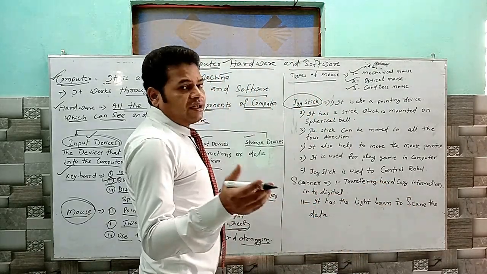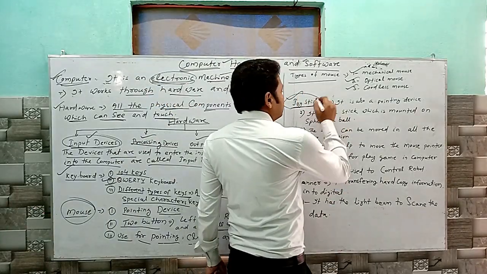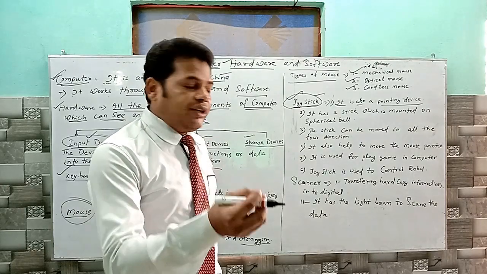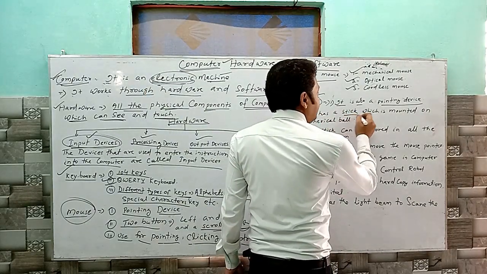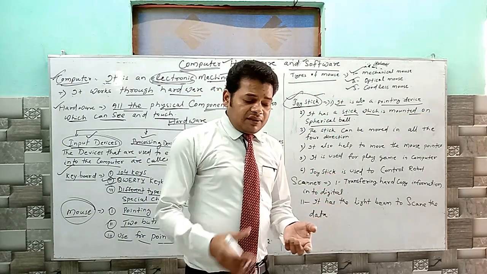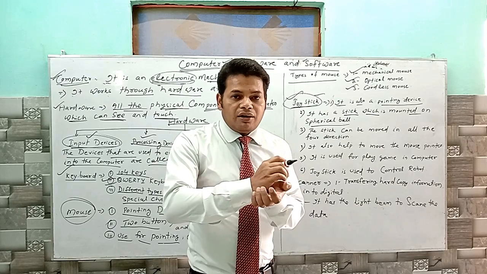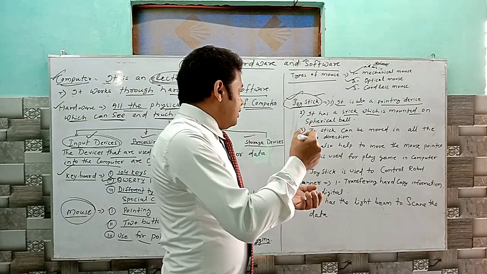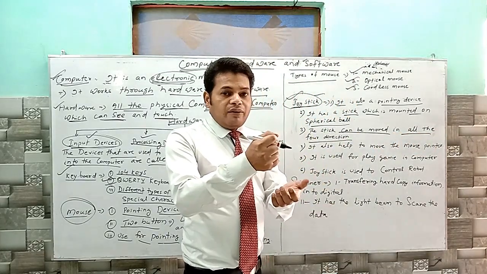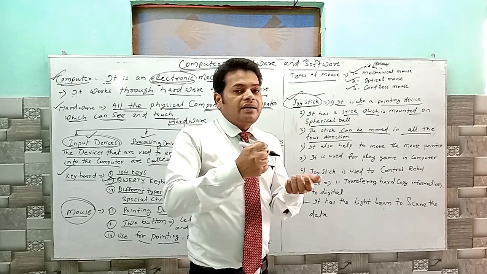Students, you know the joystick very well, because with the help of the joystick we play games. It is also a pointing device. It has a stick which is mounted on a spherical ball, and that stick can be moved in all directions: left, right, front and back. We may move it all around.